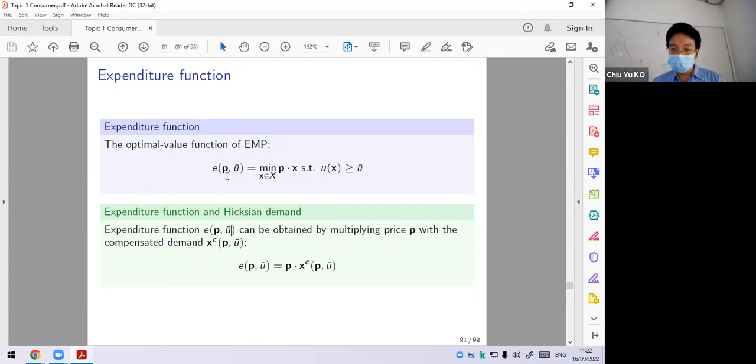The expenditure function, okay, is nothing but the optimal value of the EMP, same as the indirect utility function. It's telling you the money you will spend. I give you the prices, and I give you the utility you want to achieve. So this is the expenditure function. And you can easily see that this comes from putting in the Hicksian demand, multiplying by the price, giving you the expenditure function.